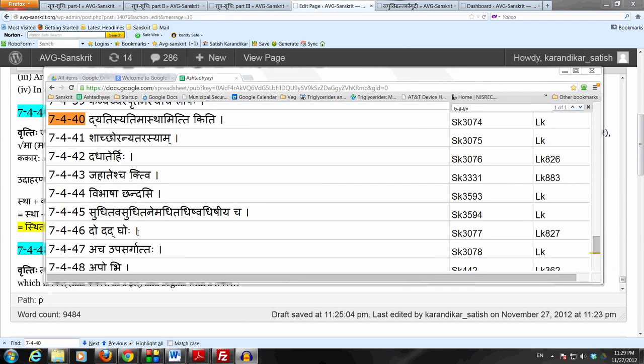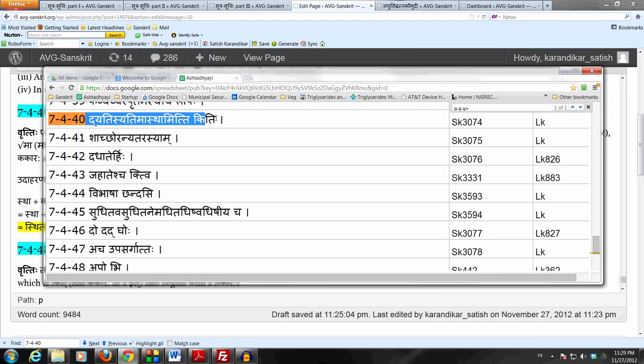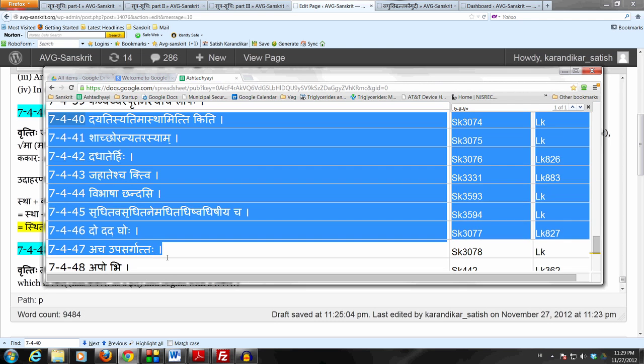Now let us take another Angakaryam which applies not only in the case of the Nishtha Pratyaya, it will apply elsewhere also. Right now we will be using it when we add the Nishtha Pratyaya to a Dhatu. This Sutram is 7440. Dhyati Syati Masthamittikiti. This opens up a section of 8 rules which goes from 7440 up to 7447.